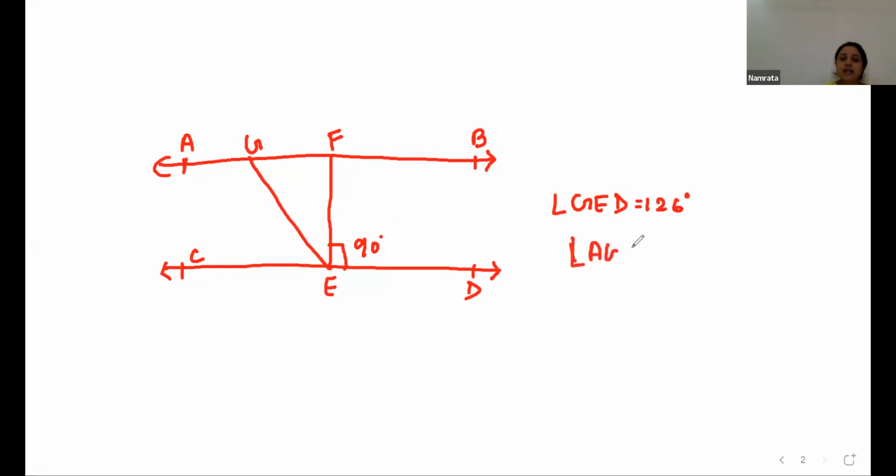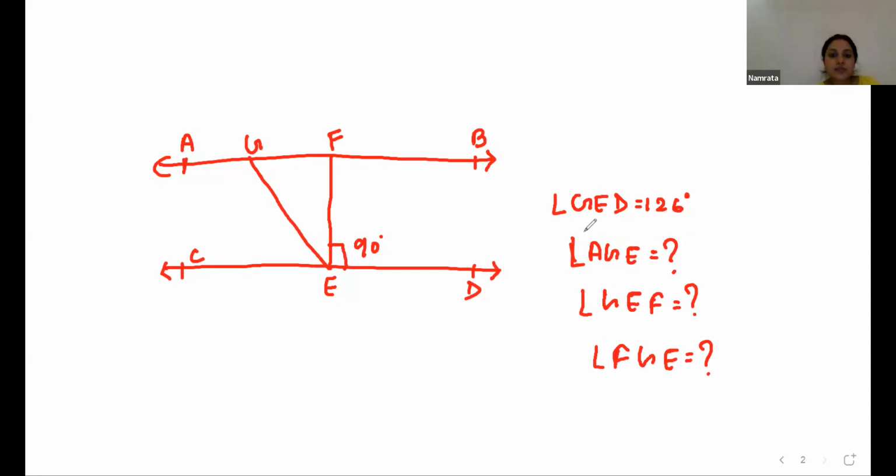We have to find angle AGE. We also have to find angle GEF and angle FGE. Let's see how we can find these angles. We will again take the help of all those angles which we know already, the alternate interior, corresponding and everything.